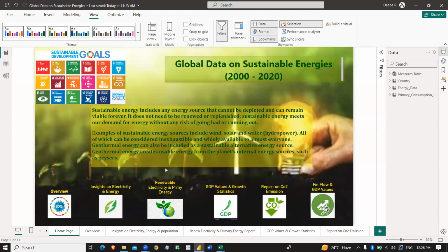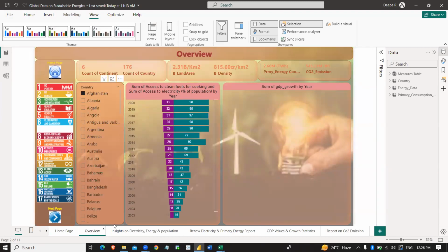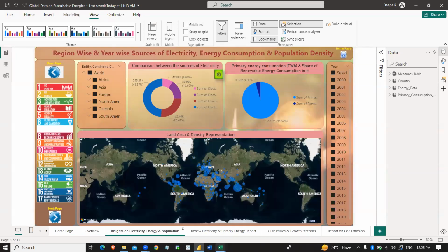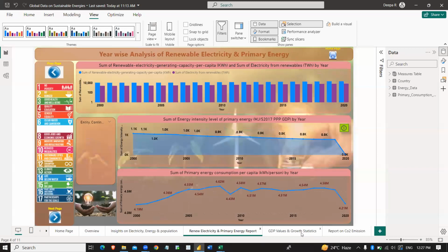In this report, I have tried to analyze all the data which is there in the dataset according to my knowledge, what needs to be assessed, and what I need to show. All these things I have tried to analyze in this particular report. Whether it is sources of electricity, or primary energy consumption, or the population density, or the renewable electricity, or GDP values and the growth statistics.